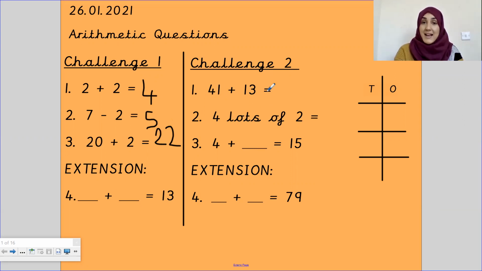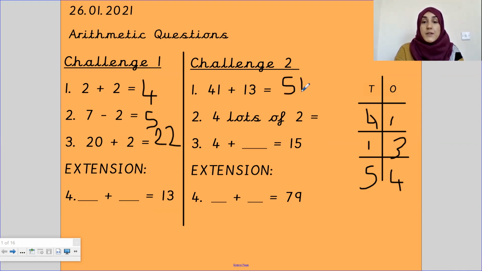Okay, now challenge 2, question 1. We've got 41 add 13. So I'm going to use my column addition, 41, add 13. So I know 1 add 3 equals 4. And I know that 4 add 1 equals 5. So the answer is 54.